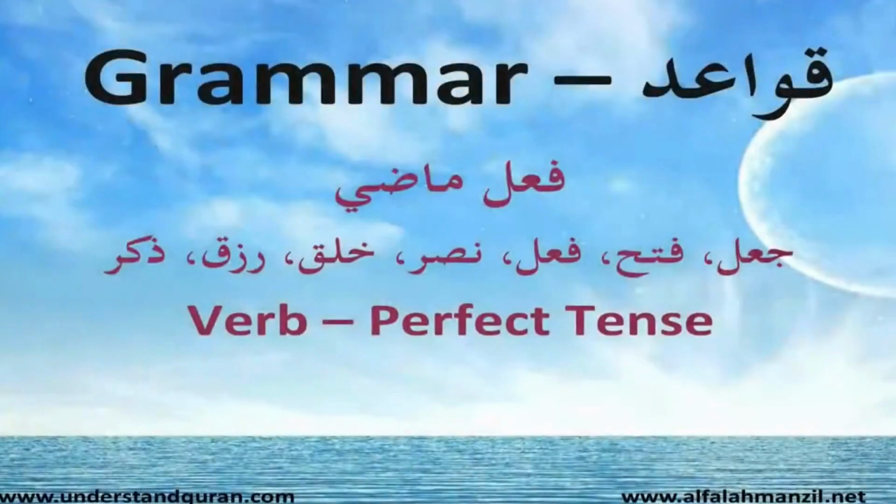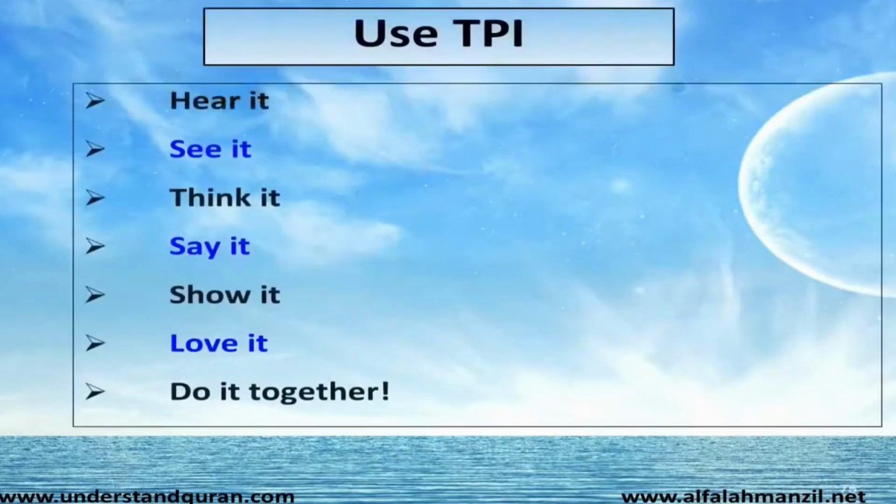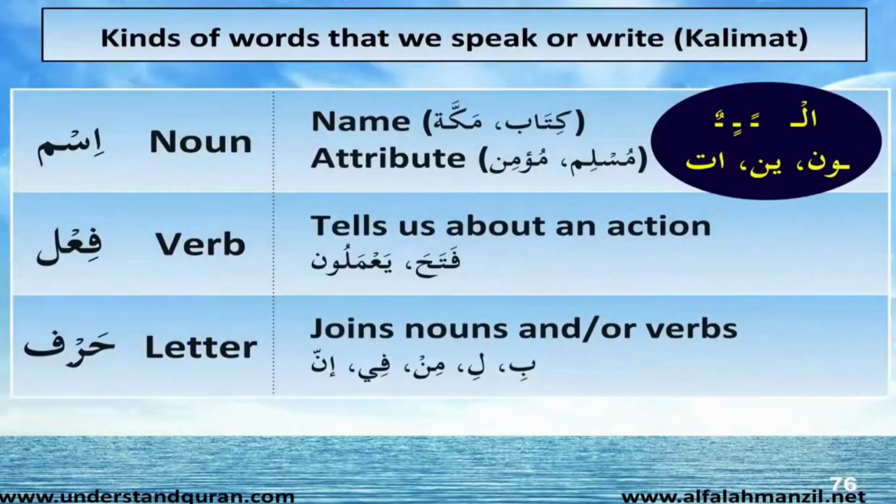Okay, so today we are going to learn fi'l maadi. Maadi means past tense. Some of the words we are going to be learning are ja'ala, fataha, fa'ala, nasara, khalaqa, razaka, zakara. This fi'l maadi is also known as perfect tense. We all remember our TPI. Remember our TPI because that part is going to also be used in this class.